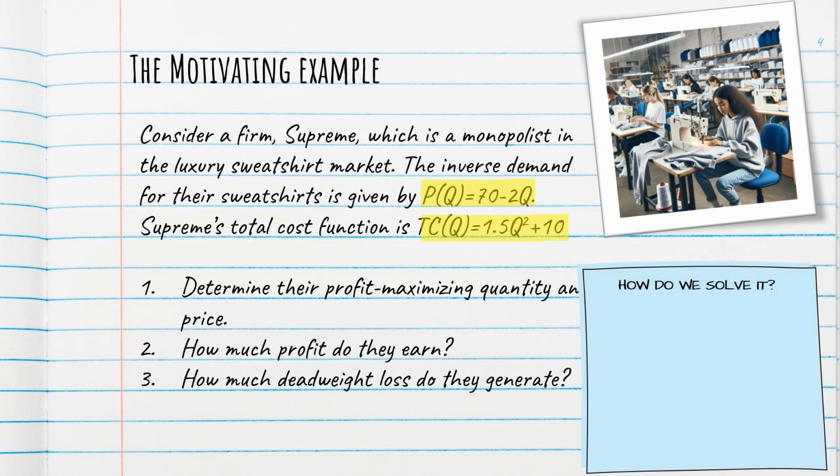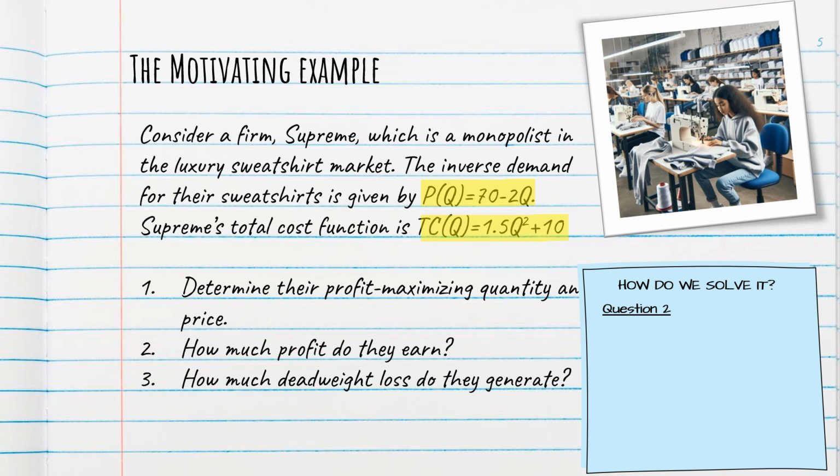How do we solve this question? Well, for question 1, we're going to set marginal cost equal to marginal revenue and solve for Q star. So this is our standard profit maximizing process. Once we know Q star, we're going to substitute it into the inverse demand to find the profit maximizing price, P star.